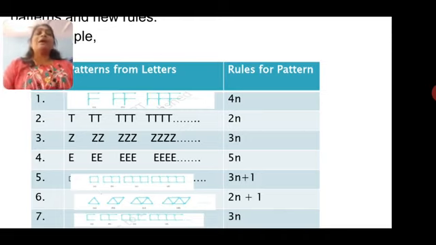Similarly, if we take example of a triangle, for making one triangle, we use 3 matchsticks. For making two triangles, where one side of 2 triangles is common, we need 2 matchsticks more. That means for 2 triangle pattern, now total number of matchsticks is 5. For 3 triangle pattern, total number of matchsticks 7. Therefore, the general rule for this is 2n plus 1, where n is the number of triangles. In this way, we can form the rules for pattern.